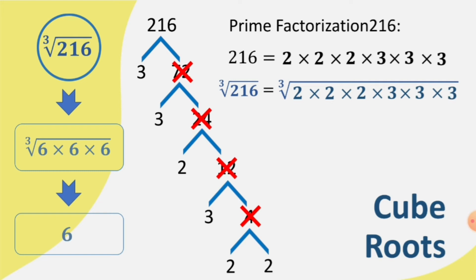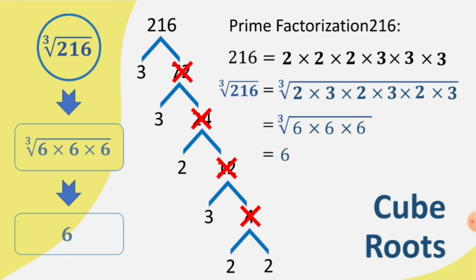With the commutative law of multiplication, we can change the order of this multiplication like this. But why do we need to change the order of the multiplication? Look at this new order. 2 times 3 is equal to 6. It means this new order will give us 6 times 6 times 6. So, the cube root of 216 is actually the same as the cube root of 6 times 6 times 6. And the result will be 6.